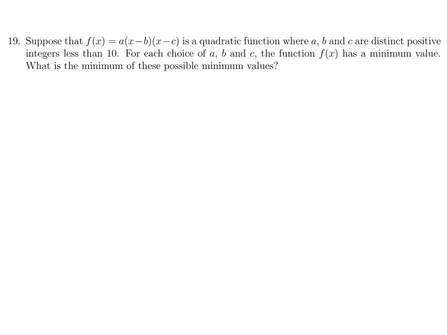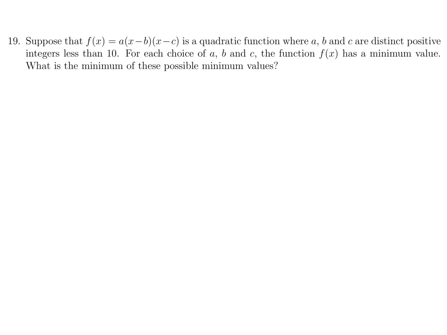Suppose that f(x) = a(x − b)(x − c) is a quadratic function where a, b, and c are distinct positive integers less than 10. For each choice of a, b, and c, the function f(x) has a minimum value. What is the minimum of these minimum values?